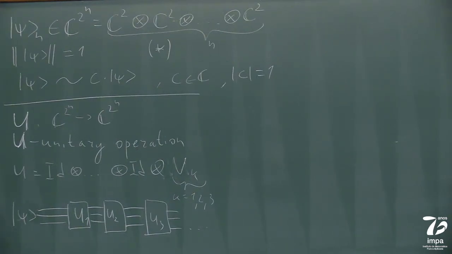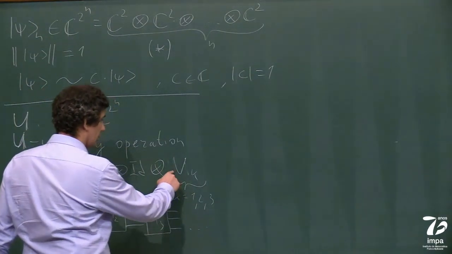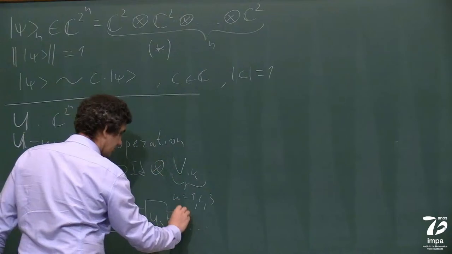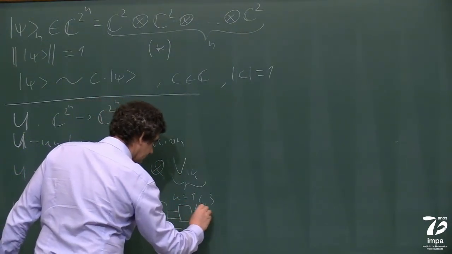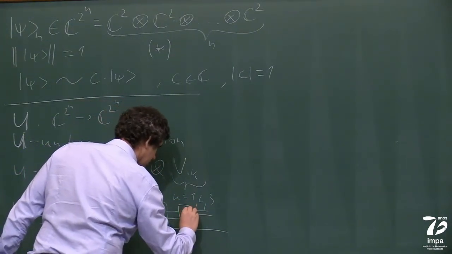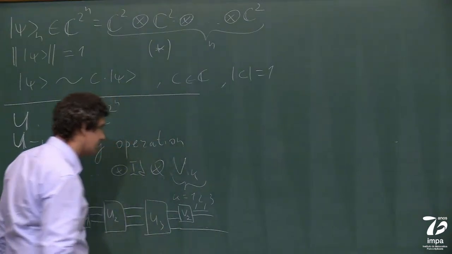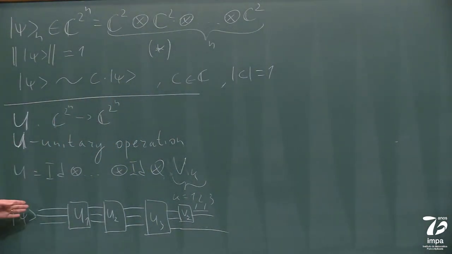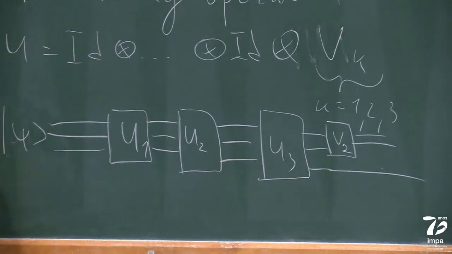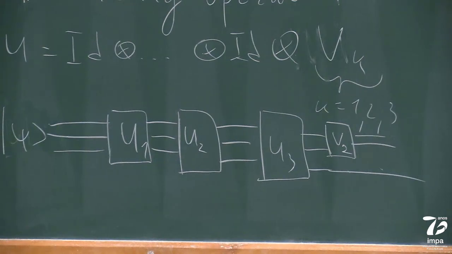I also showed the string notation. If we have one qubit, it corresponds to one line, and an operator is a square. If it acts on a smaller number of qubits, we have only these lines. So I draw it like this, say V2, and it looks like this, and this is how the program looks.